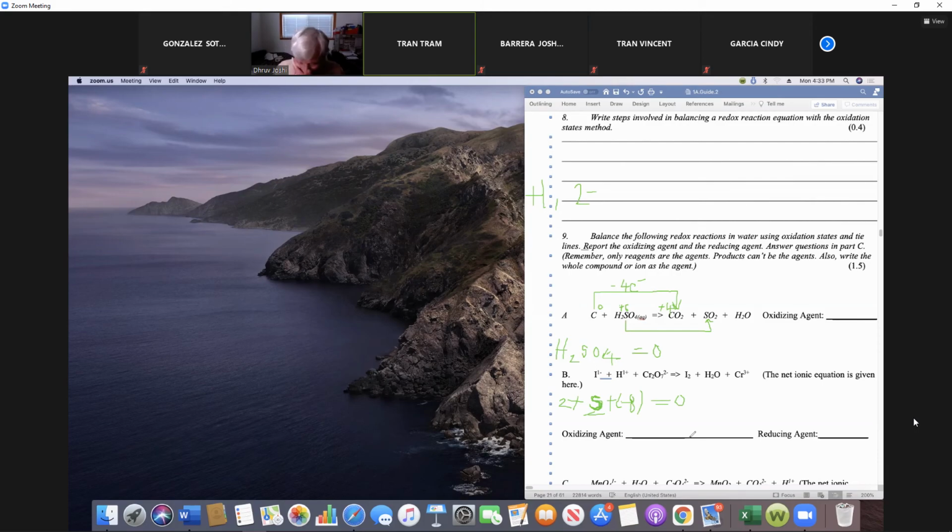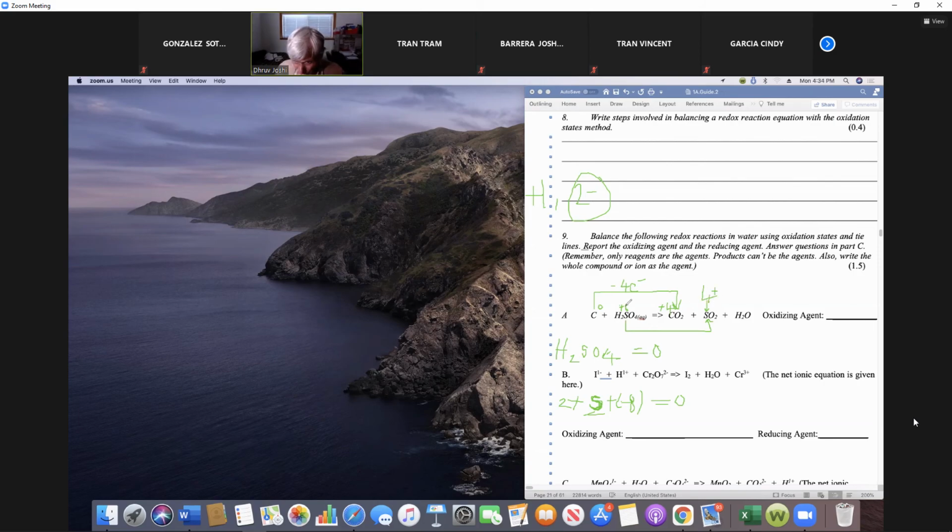Is it -6 or positive 6? It's +6. Okay, so we write down positive 6 over here. That's why it's positive 6 written down here. And what is the oxidation number of this sulfur here? Remember, oxygen is 2 negative. So what is the oxidation number of sulfur here in SO2? 4 positive.